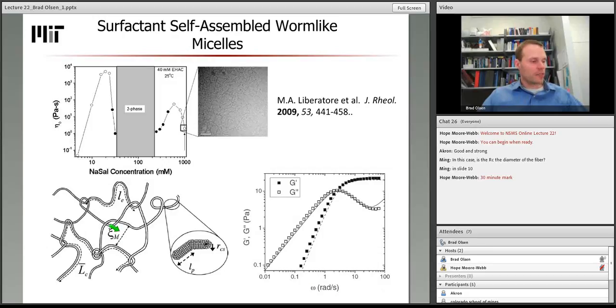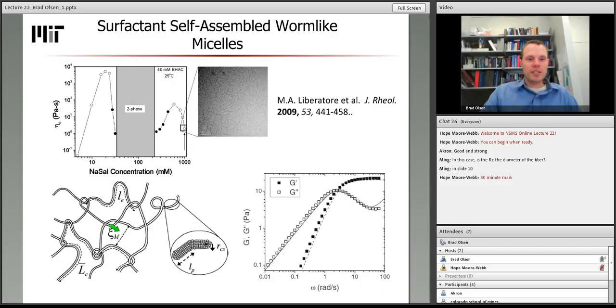All right. Another example of self-assembly that I'd like to discuss is self-assembly of worm-like micelles. And this is a fantastic example of surfactant self-assembly as it starts to interface and make materials that can have many properties similar to hydrogels and other types of soft materials.